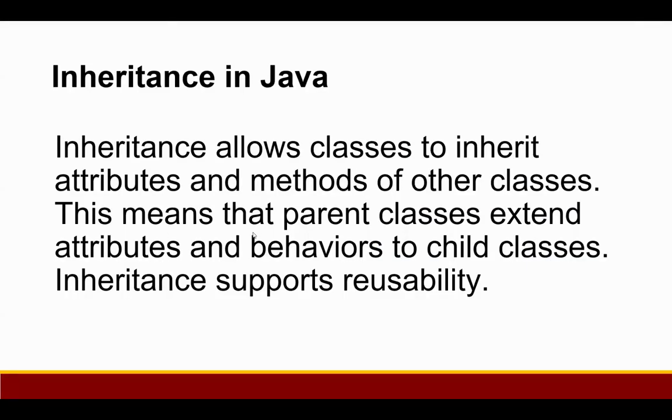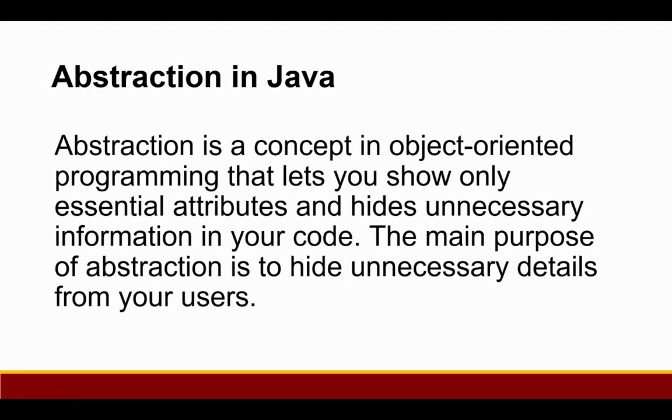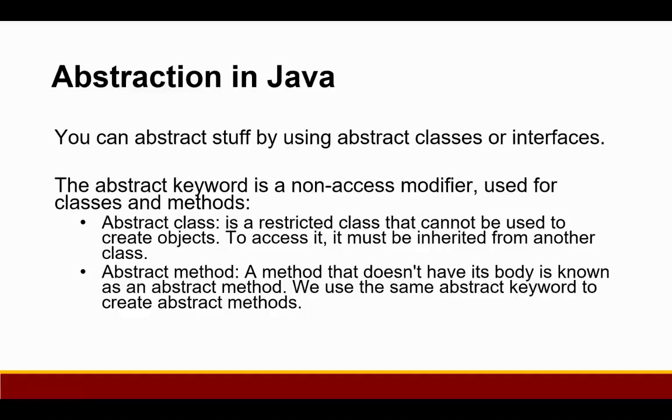So let's proceed with abstraction in Java. Basically, what is abstraction? Abstraction is a concept in object-oriented programming that lets you show only essential attributes and hides unnecessary information in your code.